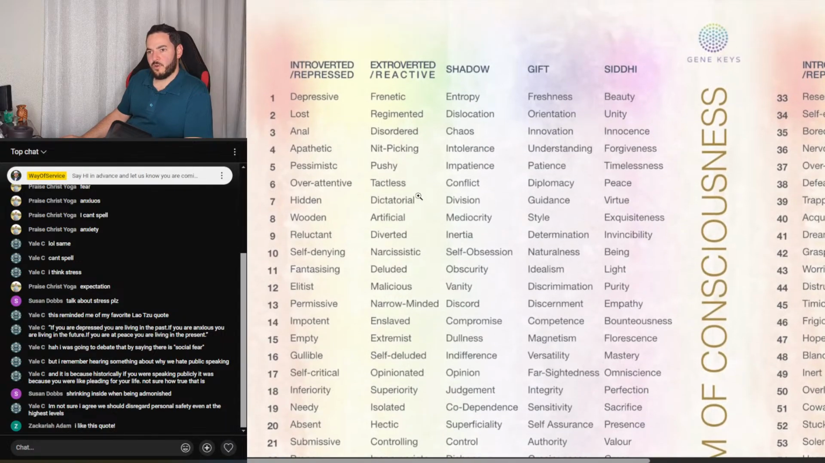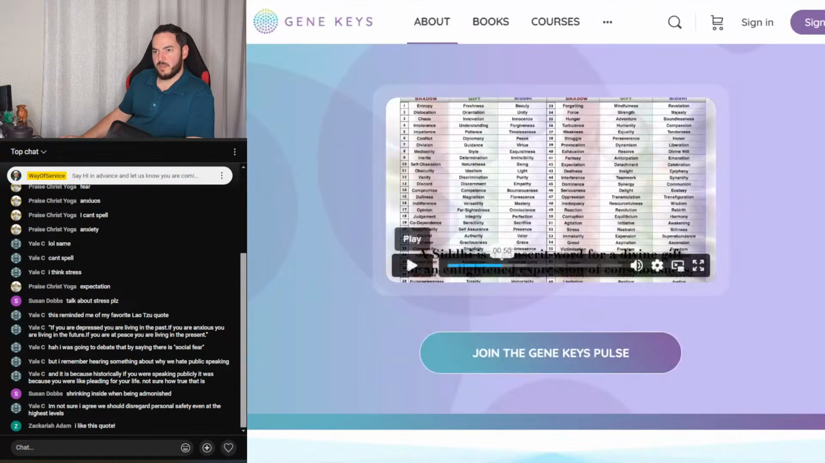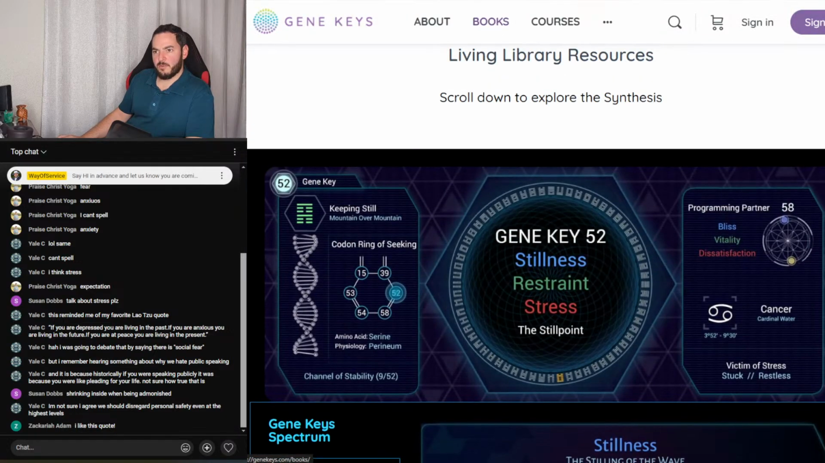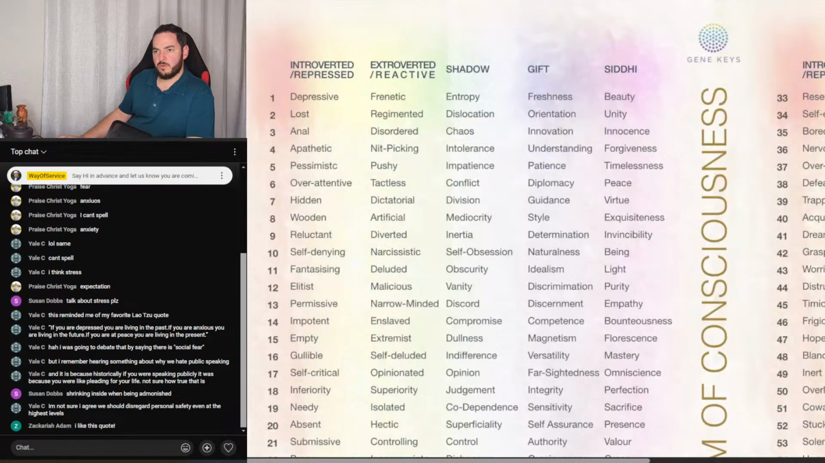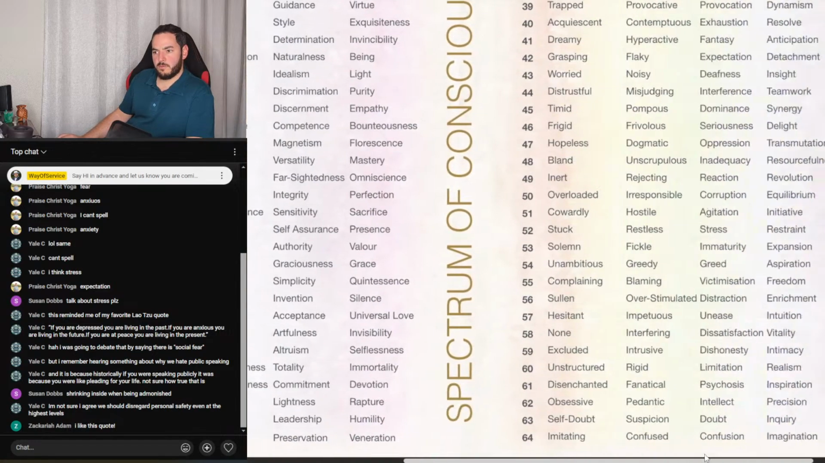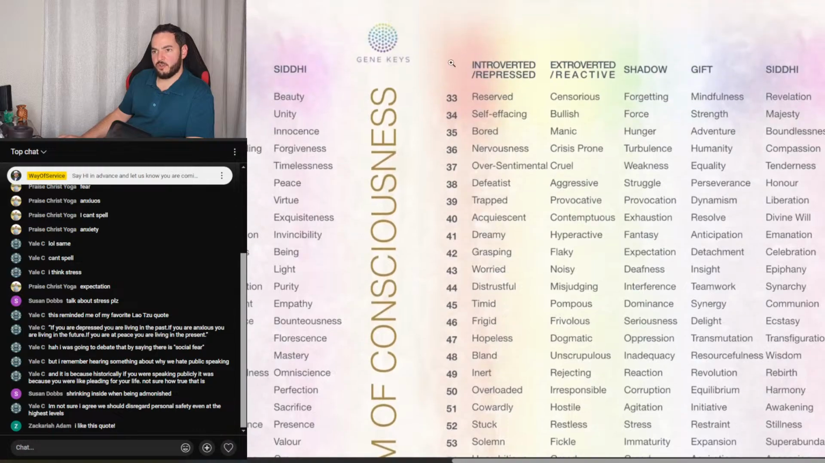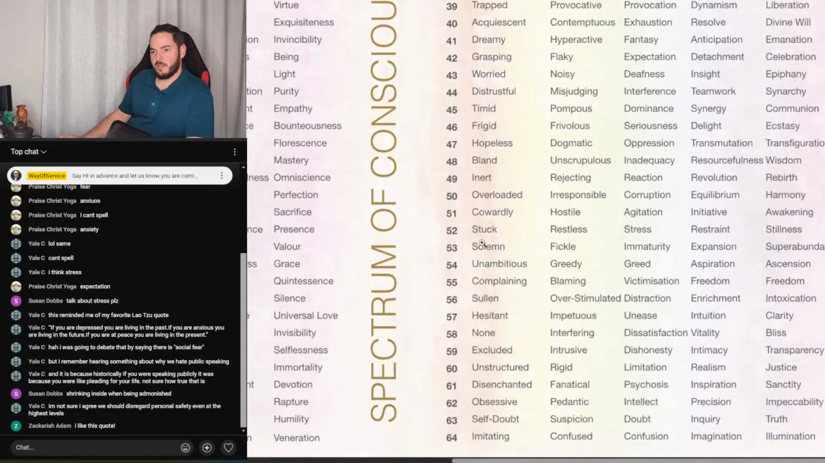So on this chart, let's look at which one were we just looking at? We were looking at number 52. So number 52 is over here. Yeah, stress, restraint, and stillness. But then we have the negative, or he calls it the introverted or repressed aspect of it, and then the extroverted or reactive aspect of it, which is stuck or restless, right? So we'll see if we can find it.